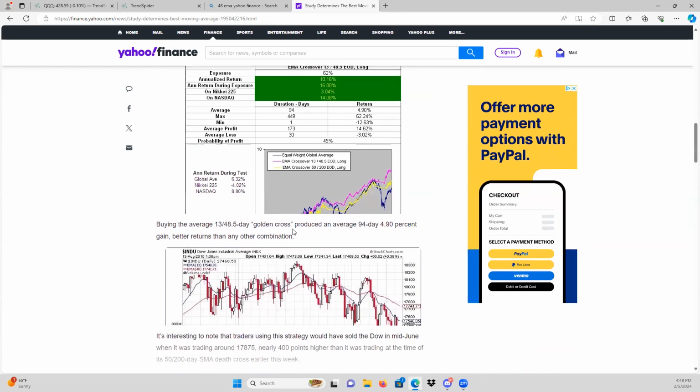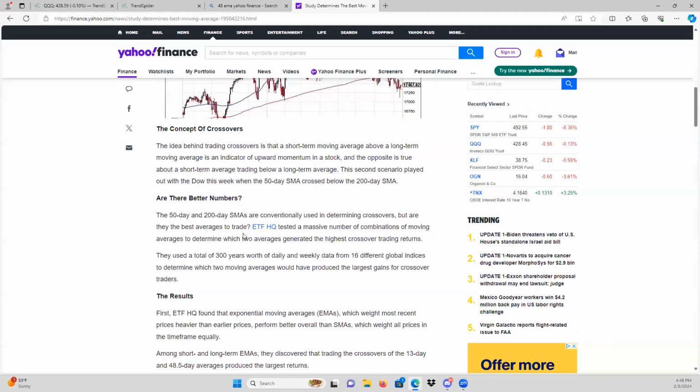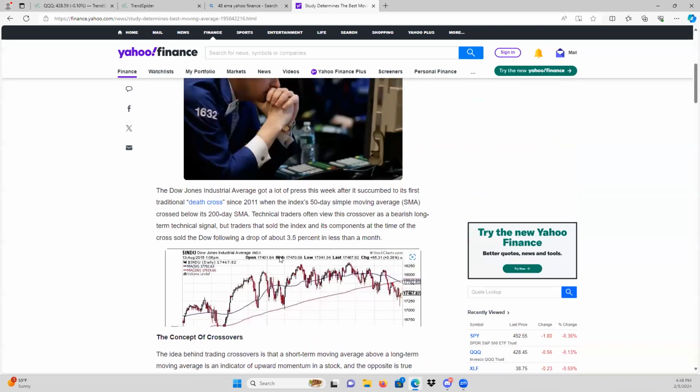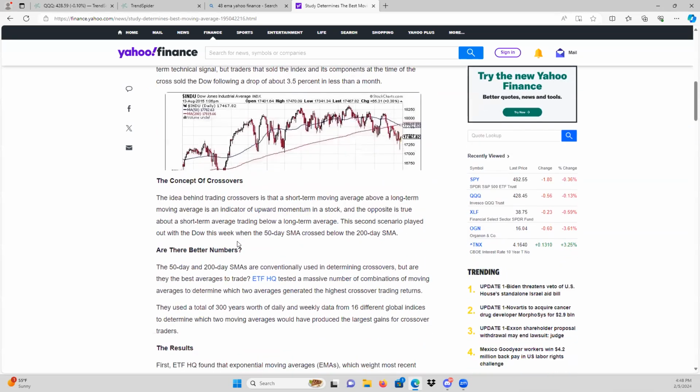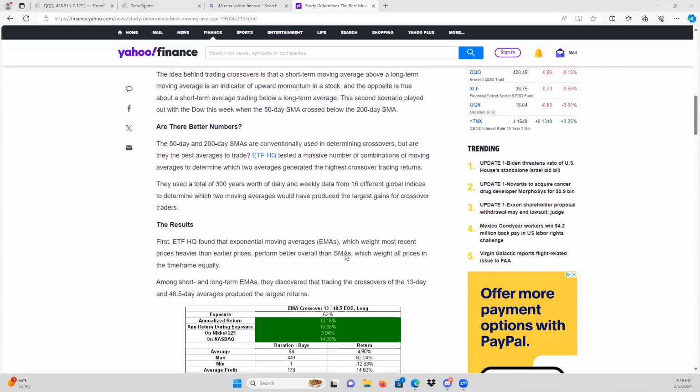So the golden cross, right, buying the average 1348 golden cross produced an average 94-day 4.9% gain, better returns than any other combination. So I know I'm showing my age here. That was almost 10 years ago now, but you guys get that question. Why do you use the 1348? Well, in 2015, I read this article on Yahoo Finance, stuck with it, and it has been proven time and time again to be that golden cross, either bullish or bearish.